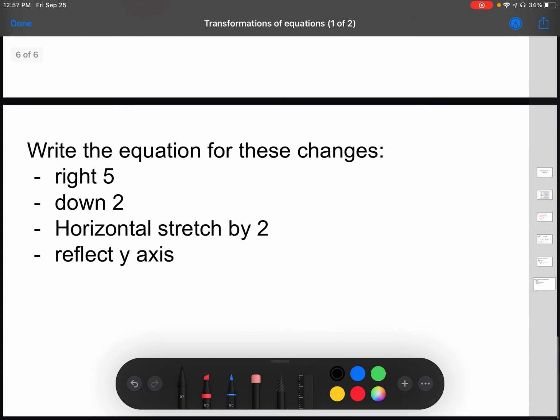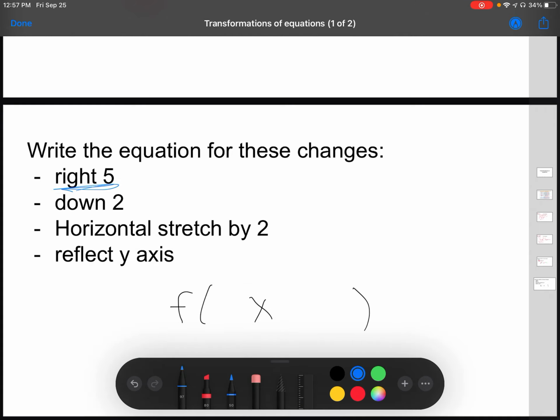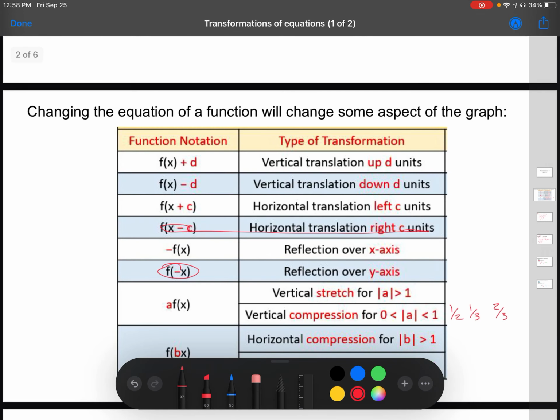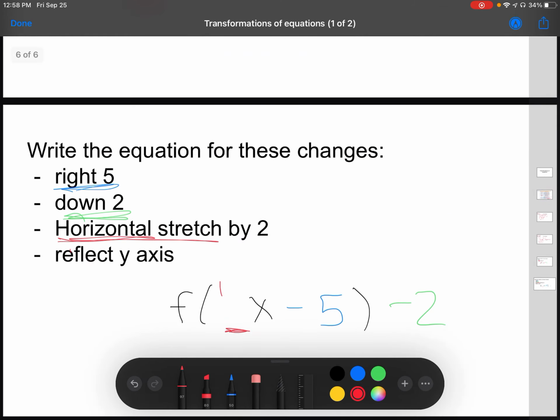And the next one, same idea. That's already there. Right 5 is minus 5. Down 2 with minus 2 on the back. Horizontal stretch, horizontal goes in front of x. Stretch, if we look up here, a horizontal stretch is less than 1. So that's the half, the third, the 2/3. So we're going to put a half here.